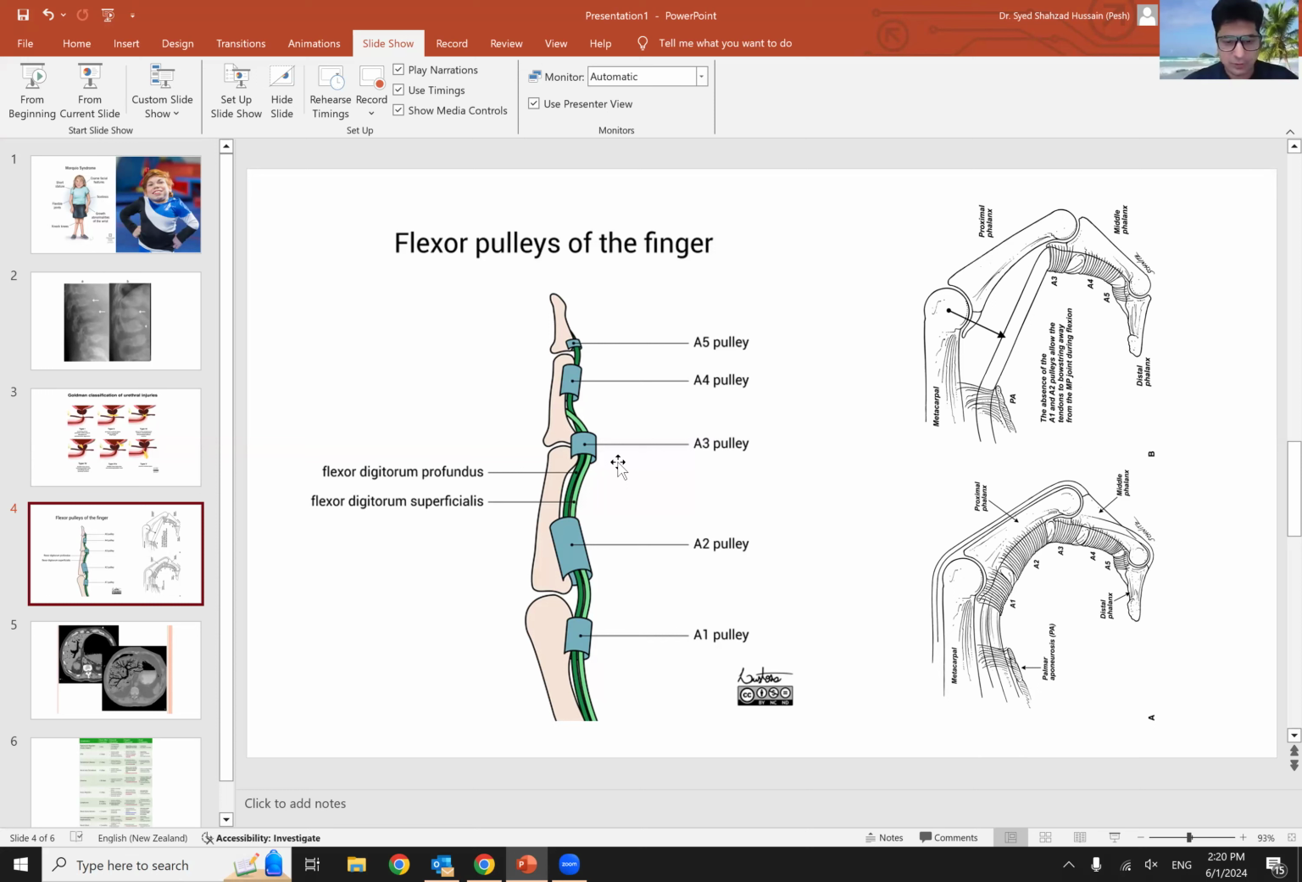So for pulleys, hopefully you're not going to be getting too many questions. One, just remember where they are. Know that climbers get pulley injuries, and by far the most common is A2. And then if they ask you about trigger finger, they're asking you about the A1 pulley. Any questions?